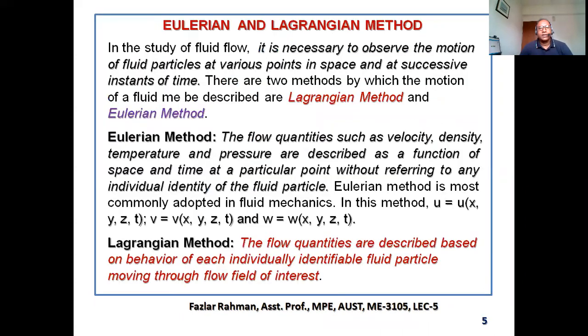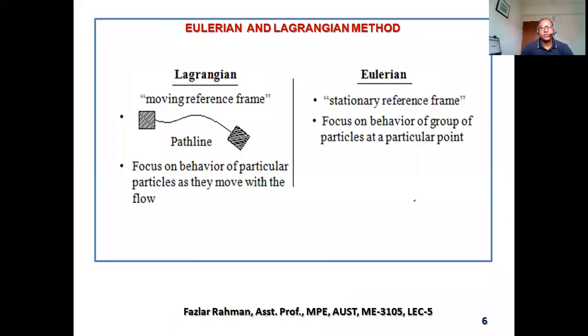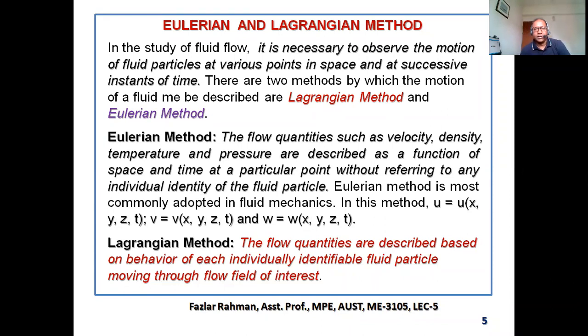Okay, now, how can you observe the motion of a fluid element? There are two methods normally used. Number one is called the Eulerian method, right over here, Eulerian method. And the other one is called the Lagrangian method. So we need to know these two methods and what the difference is between them. In the study of fluid flow, it is necessary to observe the motion of fluid particles at various points in space and successive instants of time. Space means a function of X, Y, and Z coordinates, and also successive instants of time.